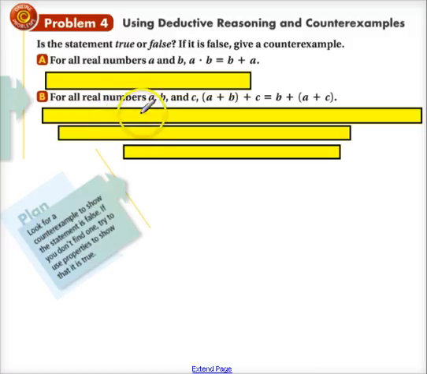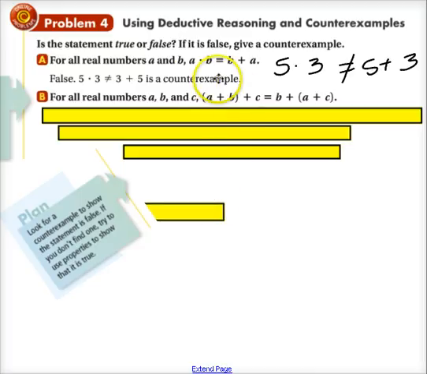Example A. For all real numbers A and B, A times B equals B plus A. I'm going to use deductive reasoning, meaning facts that I already know, to say that this statement is not true. This is false. I know this because if I said A was 5 and B was 3, 5 times 3 is 15, and that doesn't equal 5 plus 3. Okay? So I just gave a counterexample. False, and then give your counterexample.